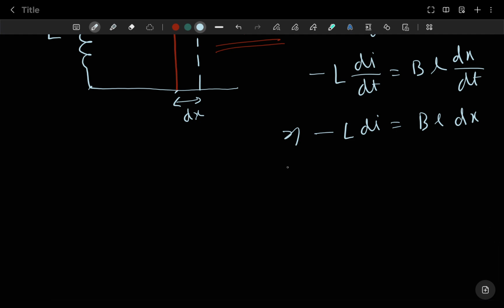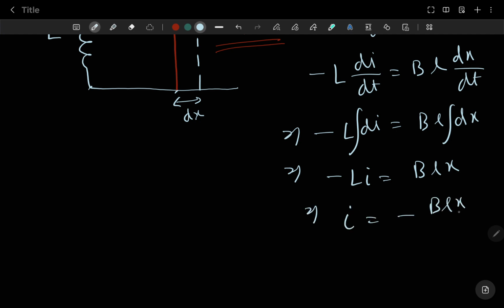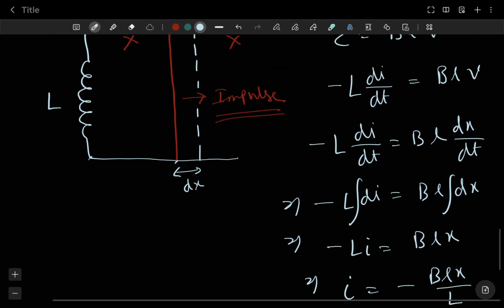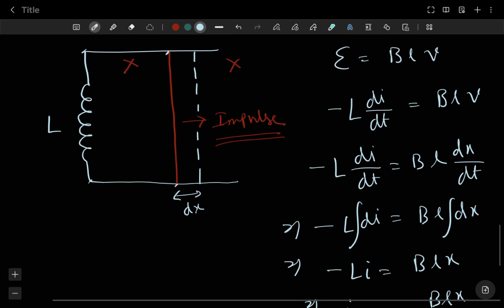So if you integrate it, you will get minus Li is BLX, so I will be minus BLX by capital L, right? Okay, so here you see, as soon as a current starts to pass, because an EMF has been induced, it is a closed loop, a current has to pass through it.